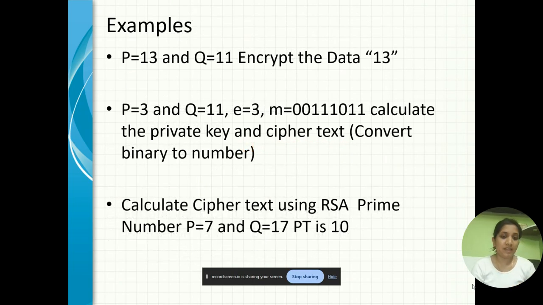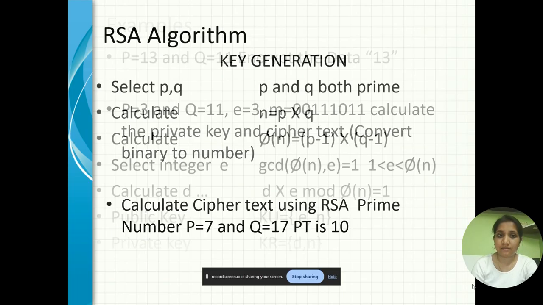So here are some examples. Take p equals 13 and q equals 11 and encrypt the data 13. Or take p equals 3 and q equals 11 and e equals 3 and m equals 00111011. Calculate the private key and ciphertext. Convert binary to number. Then calculate the ciphertext using RSA with prime numbers p equals 7 and q equals 17, where the plain text is 10.